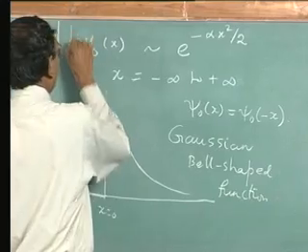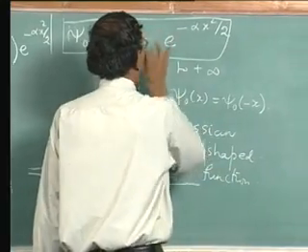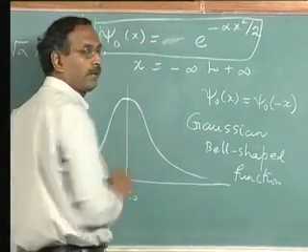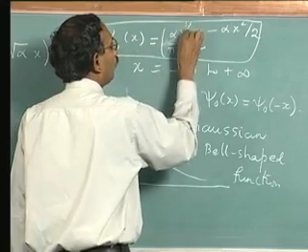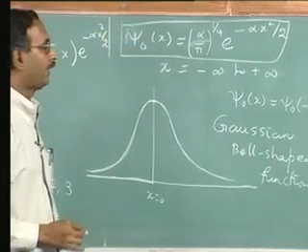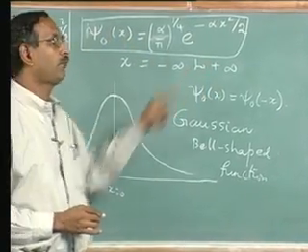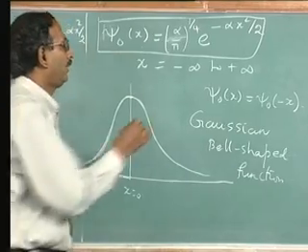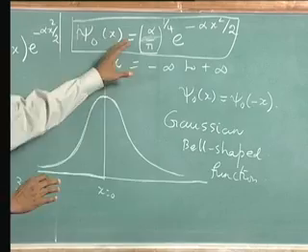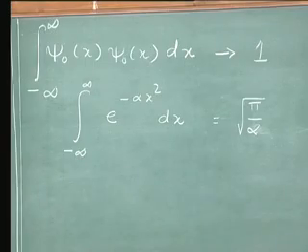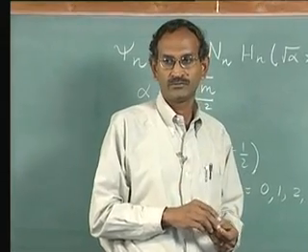If we multiply psi naught, instead of the constant, by alpha by pi to the 1 by 4, then the integral of psi naught of x dx between minus infinity to plus infinity will be 1, and therefore this is the normalization constant for this particular wave function. Likewise, you have to obtain the normalization constants for each one of these harmonic oscillator eigenfunctions.